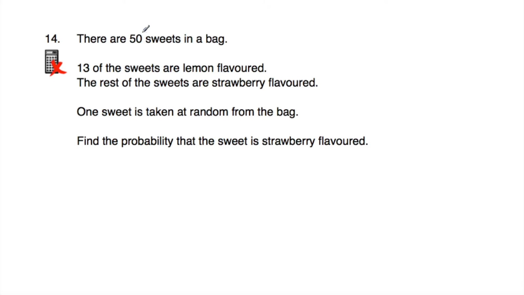So if we do 50 take away 13, that'll tell us how many strawberry flavoured sweets are in the bag. So that's what I'm going to do to begin with. I'm going to do 50 subtract 13. So 0 take away 3, well, we're going to need to borrow. So that's now 4 and a 10. 10 take away 3 is equal to 7, and 4 take away 1 is equal to 3. So that means there's 37 strawberry sweets in the bag.